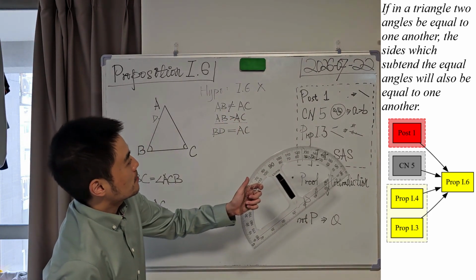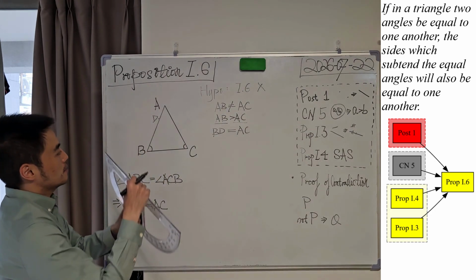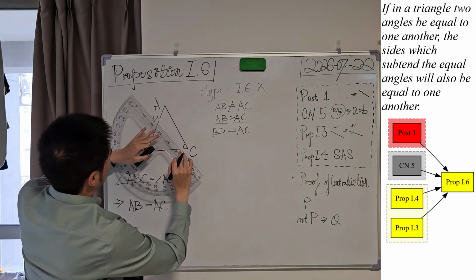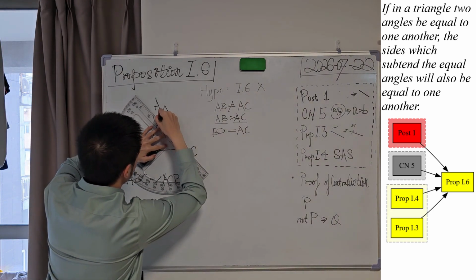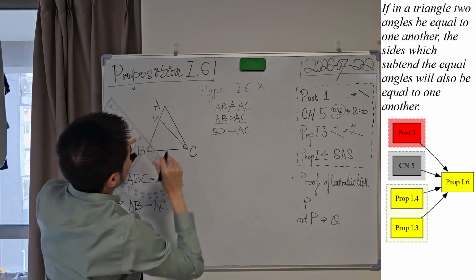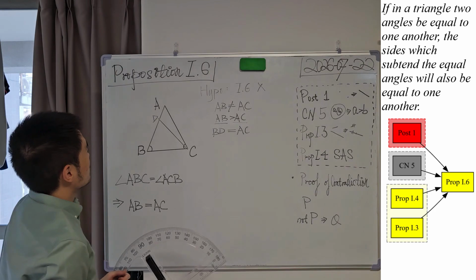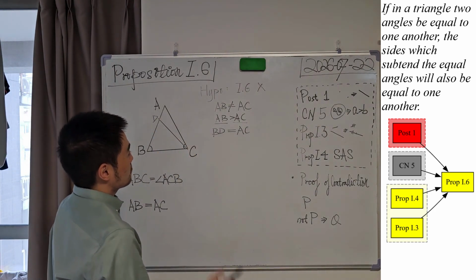And now please recall postulate 1. Given two points, we can join a straight line. So let us join C and D together. Joining them together, we have straight line CD.